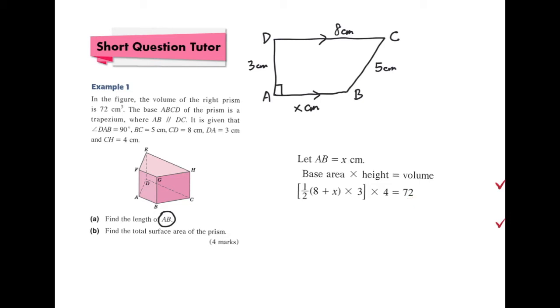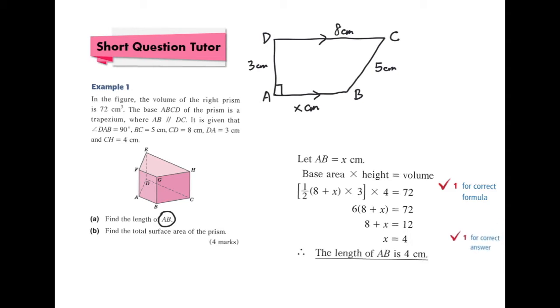1 mark will be given if you can write down the correct formula. Then you can find out the value of x, to be 4. 1 mark will be given if you write down the correct answer.